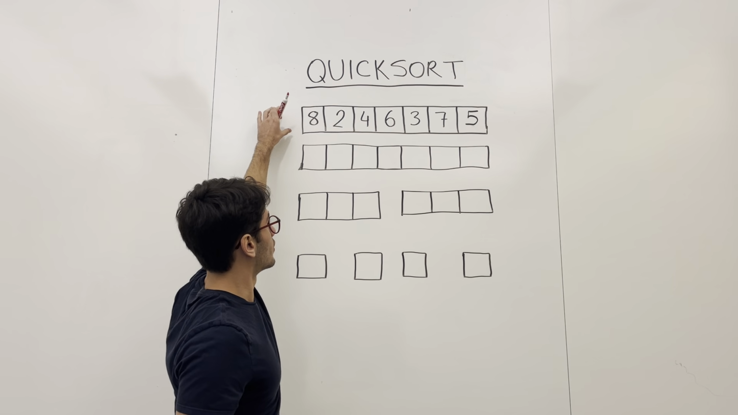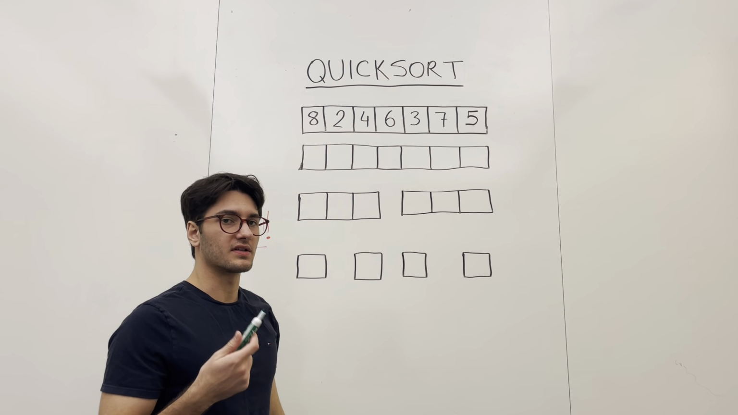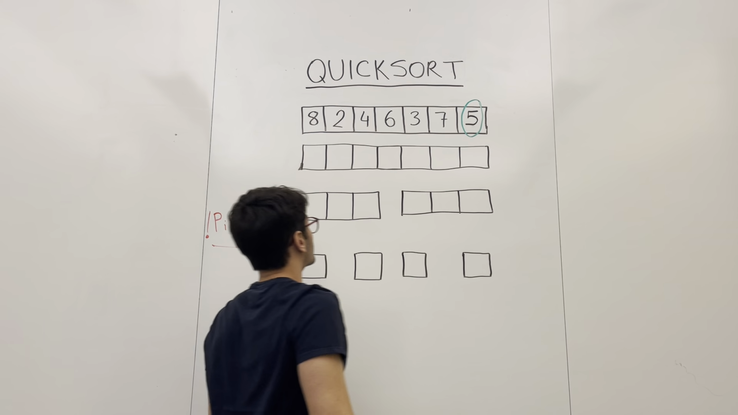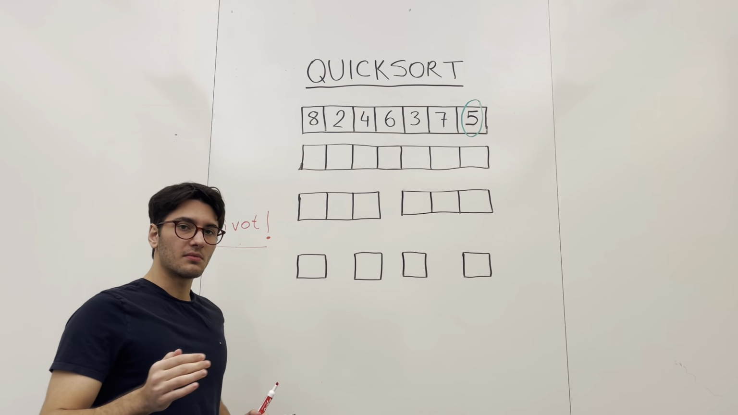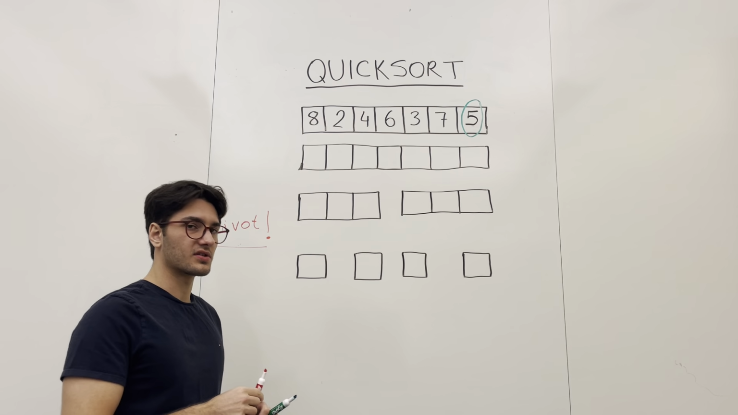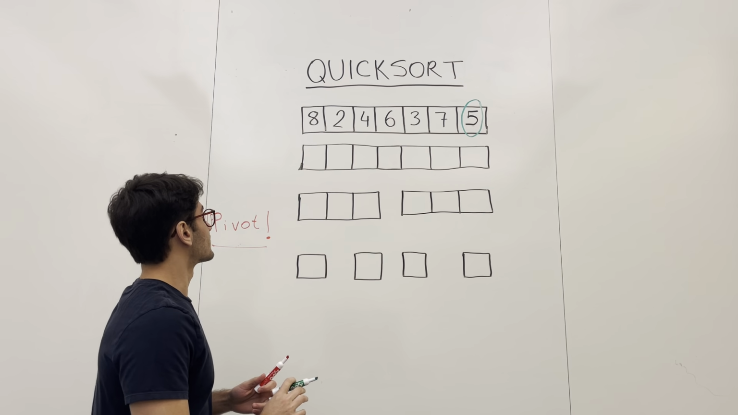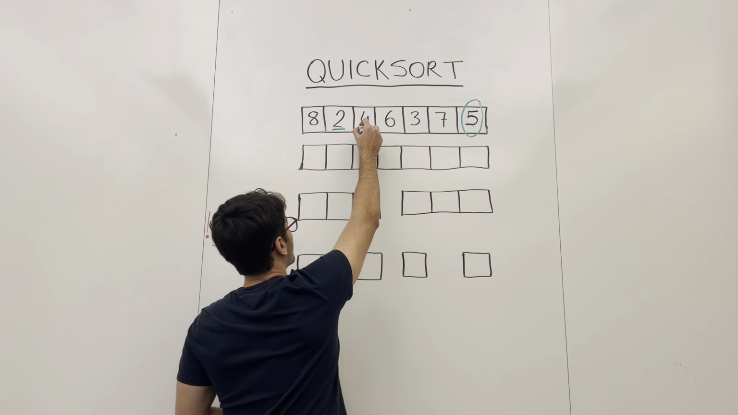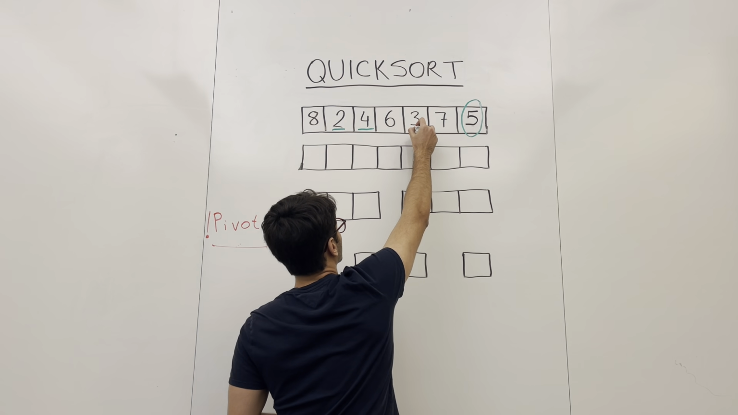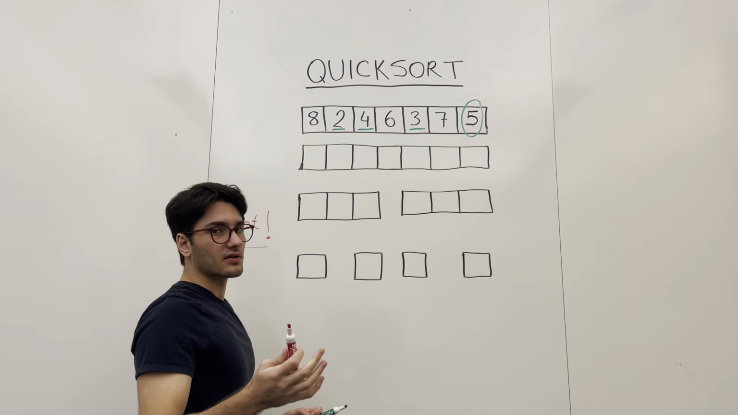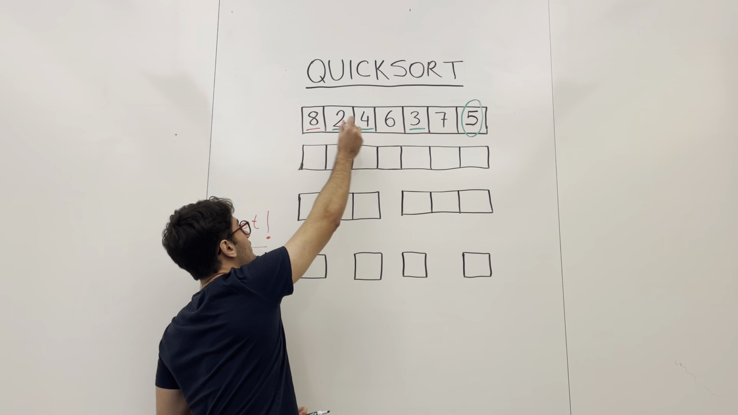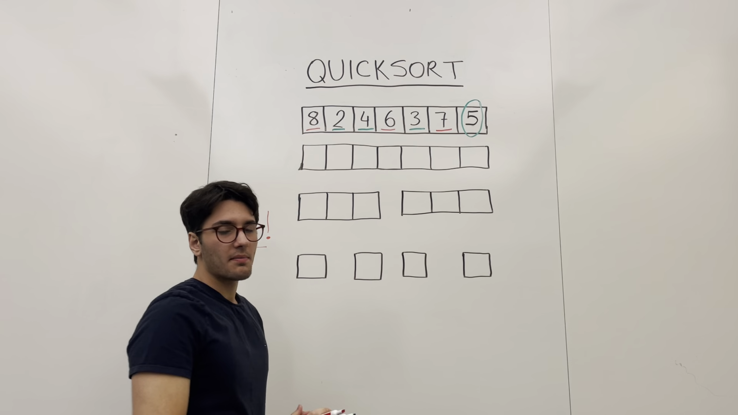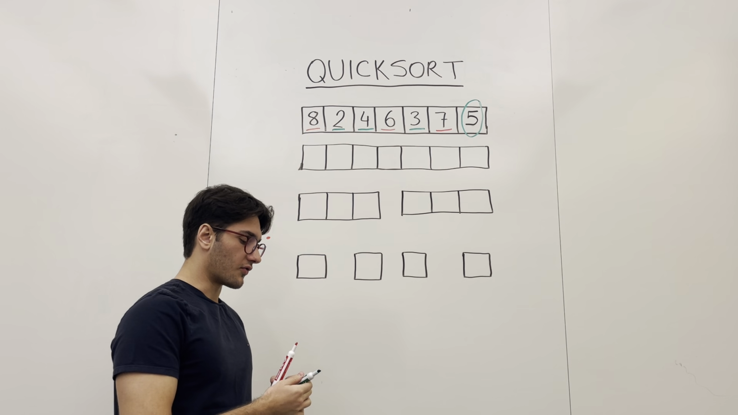So we have this array to sort. And as I said, I'm going to choose the pivot point as the last element, and that is 5. So what we're going to do now is see which elements are smaller than 5 and which elements are greater than 5. The elements that are smaller than 5 are 2, 4, and 3. And the elements that are greater than 5 are 8, 6, and 7.